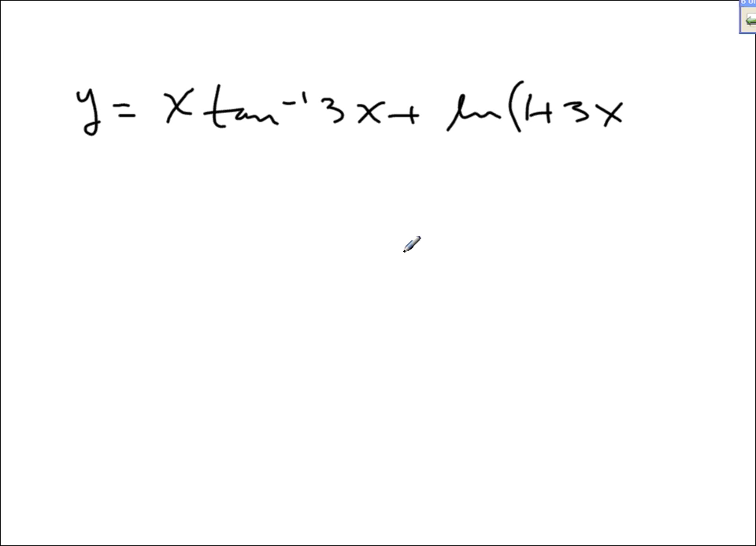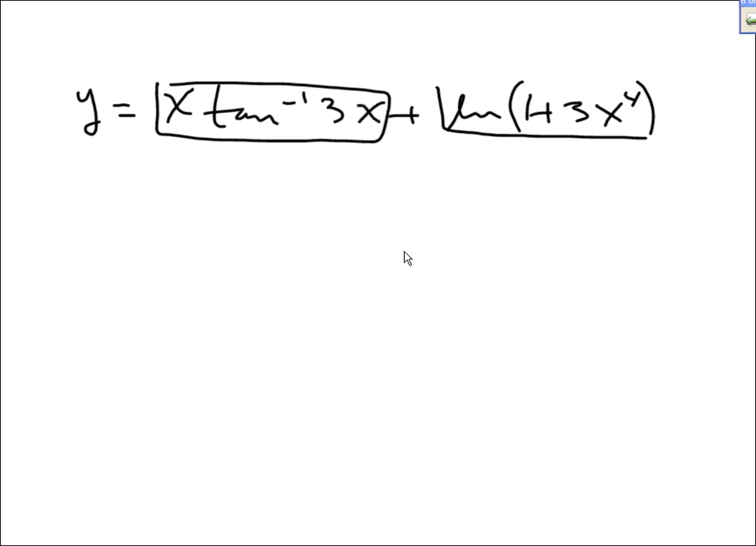Okay, let us do one more problem. This one will use techniques that we learned earlier on, back in Calc 1. y is equal to x tan inverse of 3x plus ln of 1 plus 3x to the 4th. Suppose we want the derivative of this. Well, it has two terms, so it's going to be the derivative of that plus the derivative of this. The first term is a product, so we can use the product rule.